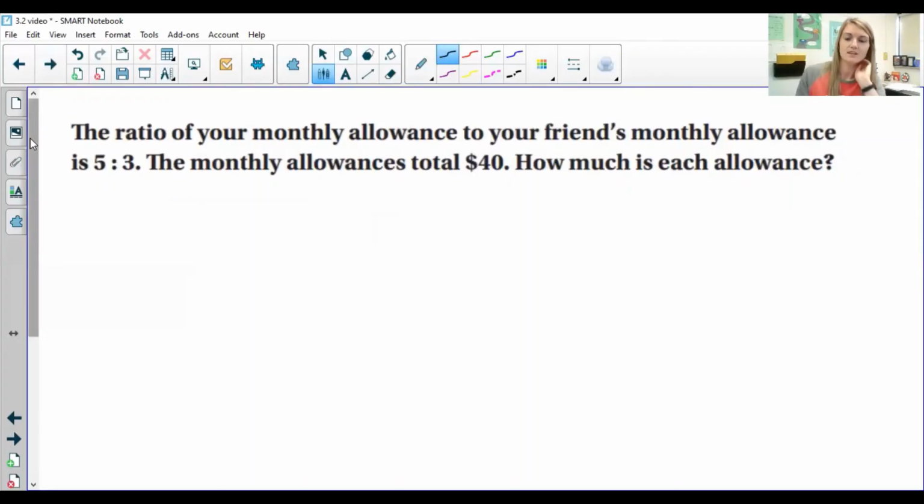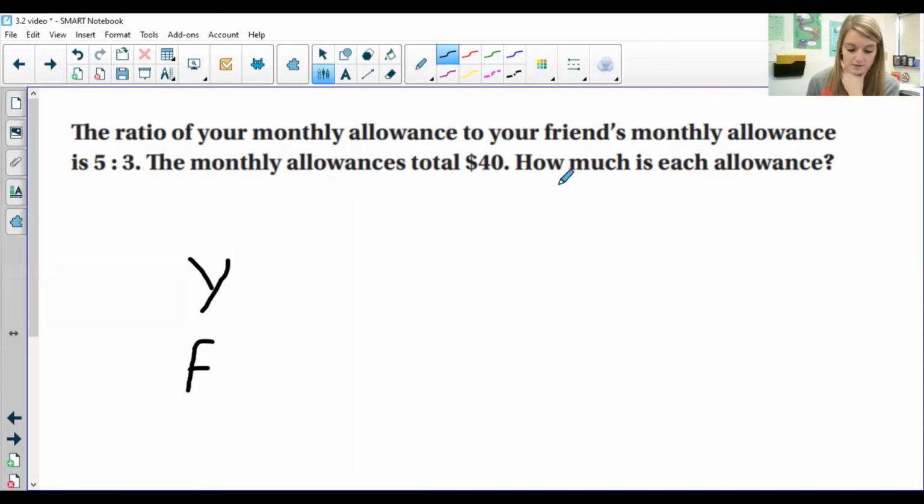The next one is to look at, let's see, monthly allowance. Okay, I'm going to read this one. The ratio of your monthly allowance to your friend's monthly allowance is 5 to 3. The monthly allowances total $40. So how much is each allowance? Ooh, all right, let's backtrack. So the ratio of your monthly allowance to your friend's. So your allowance to your friend's allowance is 5 to 3. So there's you, and then there's your friend, okay? You and your friend, and it's 5 to 3.